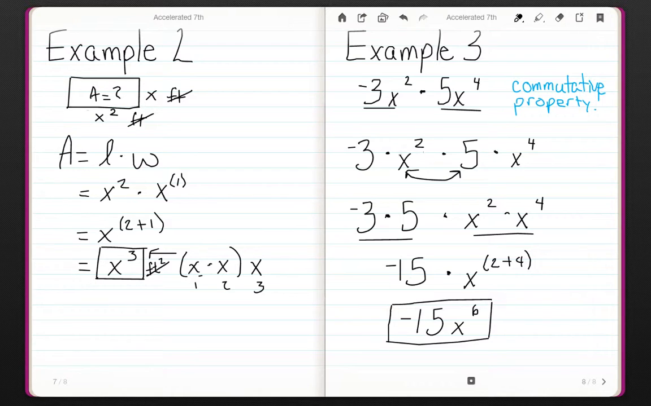Now notice, when I went to -3x squared, the square stays with the variable. These stay together, and these stay together. The exponent does not apply to the -3. The exponent of 4 does not apply to the 5. It only applies to the variable it is directly touching.